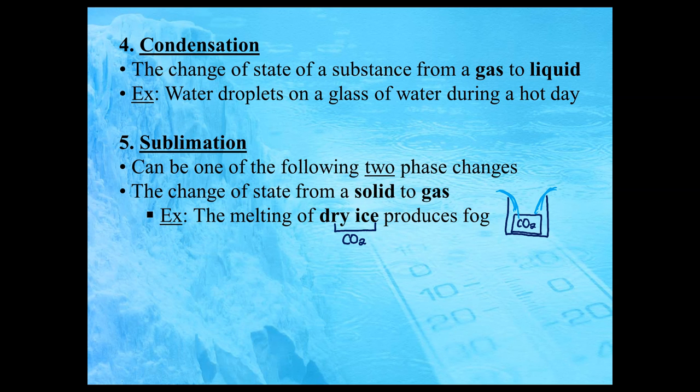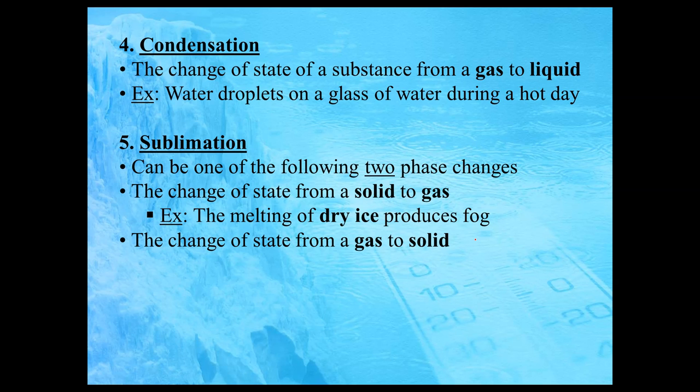What happens is instead of melting into a liquid, the dry ice directly turns into, I don't want to say steam, it almost turns into a fog. So as a result of pouring water onto the solid dry ice, the dry ice turns into this fog that you can see. And this fog would be a gas. So you're skipping the liquid phase and just going directly from a solid to a gas. And that's called sublimation. Sublimation can also be the reverse phase change. It can also be the change of state from a gas to a solid.